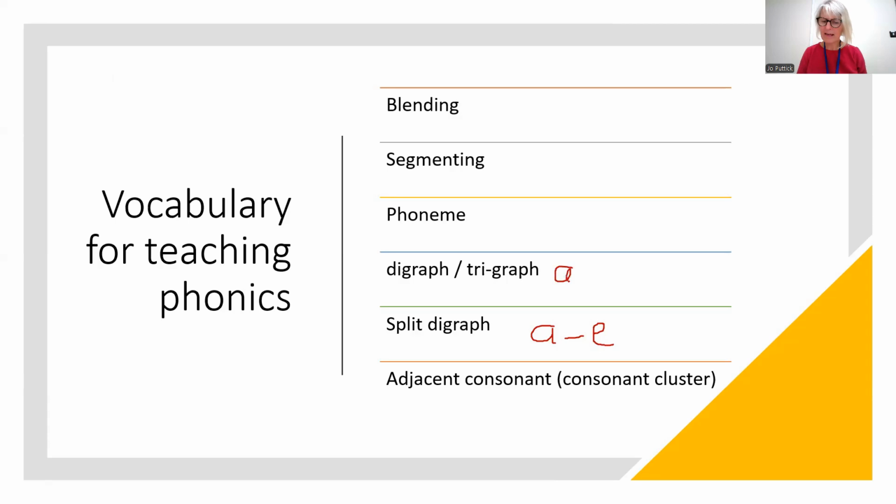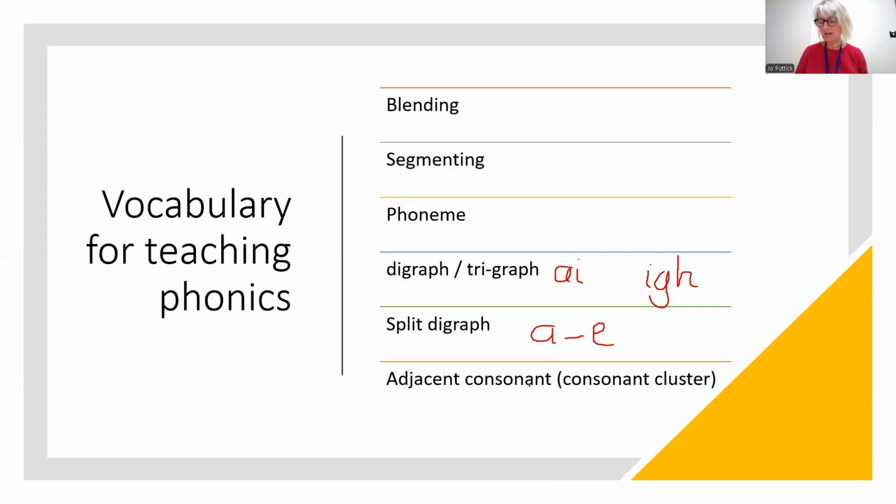We had a digraph earlier. We had A and I. And we also had a trigraph earlier. We had I, G, and H. And those 3 letters make 1 sound, I. AI, 2 letters, a digraph that says A, and split digraph, where we have 2 letters making a sound split by a consonant.